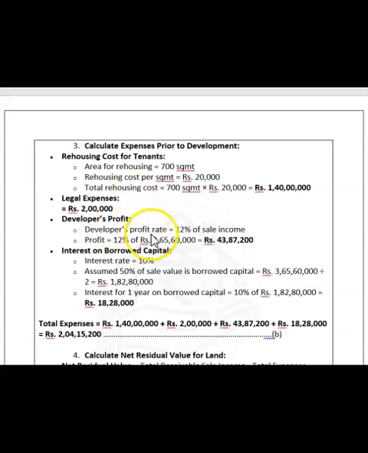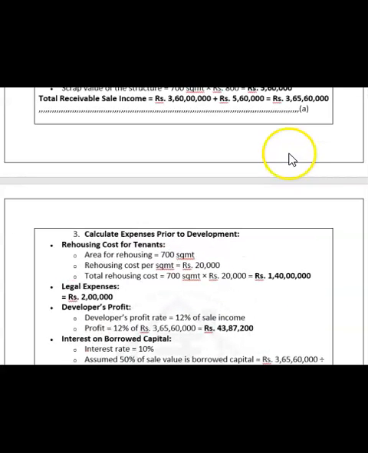Developer profit 12%. The developer profit of 12% will be applicable on A. 3 crore 65 lakhs 60,000. Developer profit is 43 lakhs 87,200.